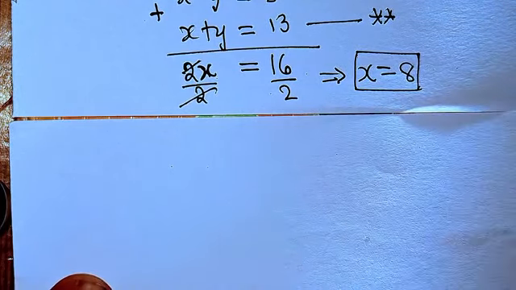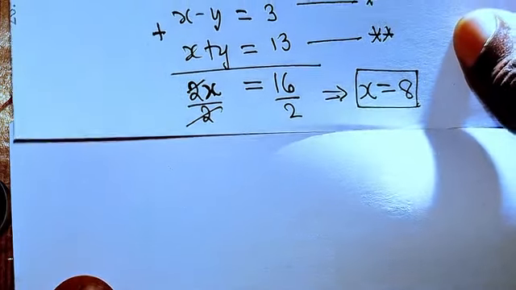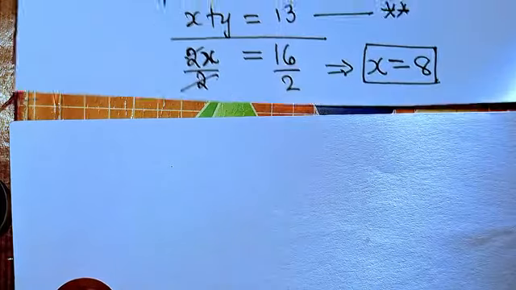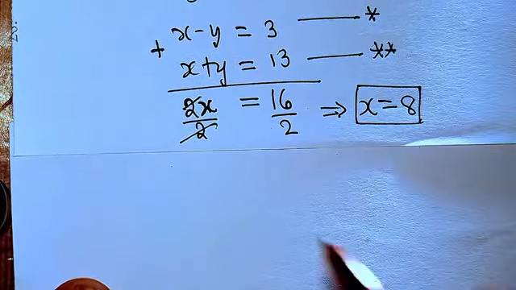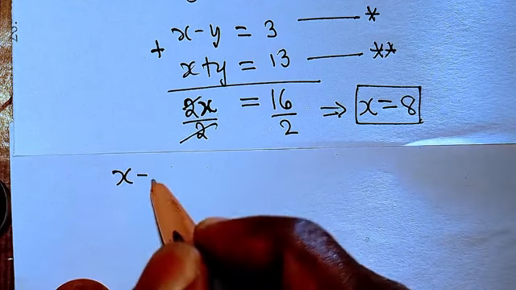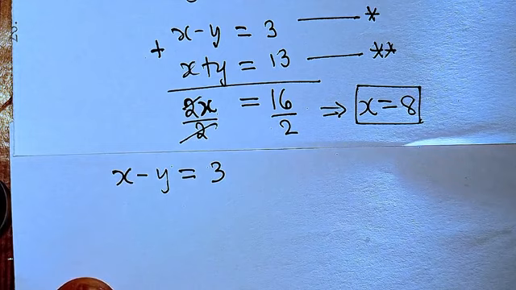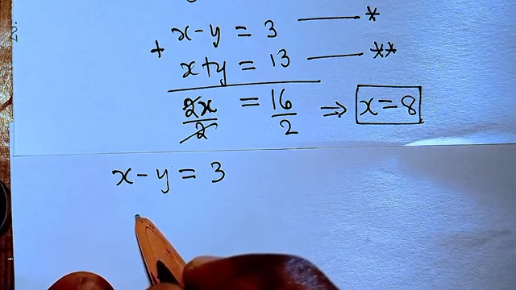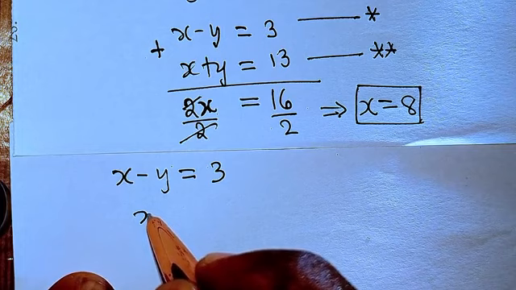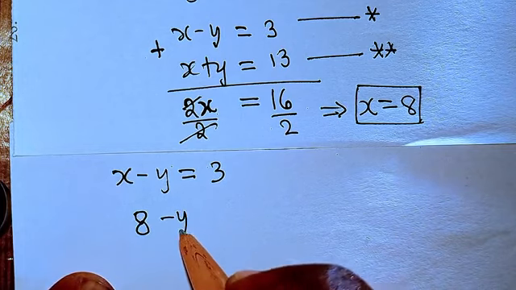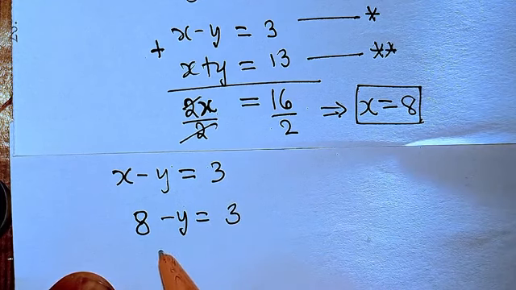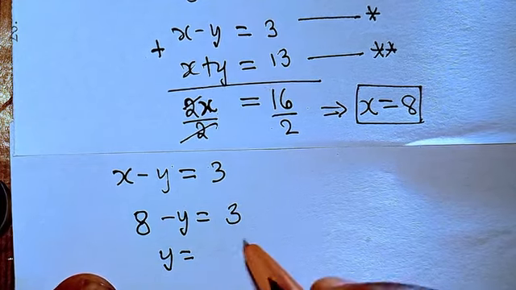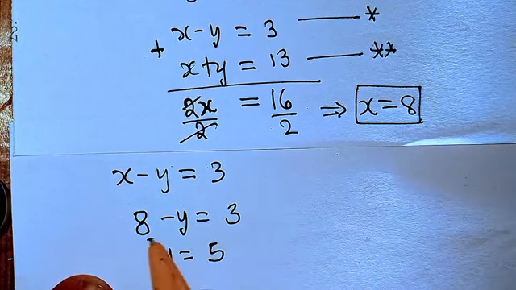since x equals 8, we are going to pick any of the solutions up here or any of the equations. Let me pick equation star because it is the simpler one. So I'm going to have x minus y equals 3. And x is 8. So I'm going to have x, which is 8, minus y equals 3. So now from here we have our y to be equal to 5. So we have y also to be what?